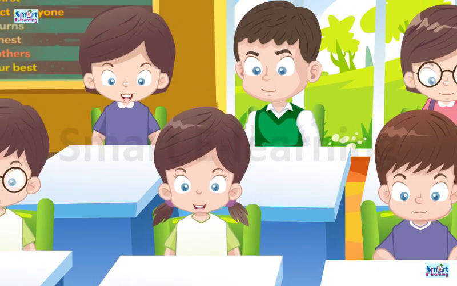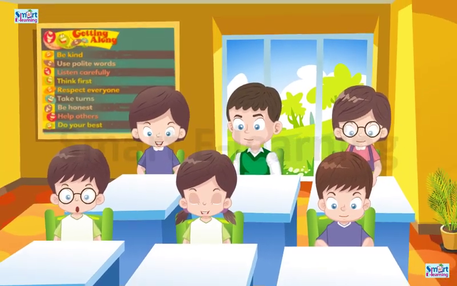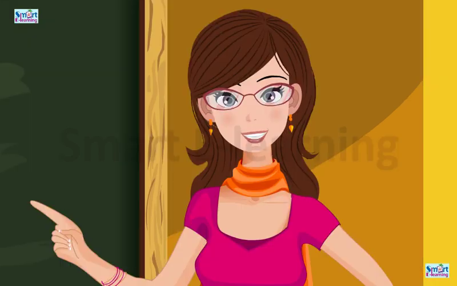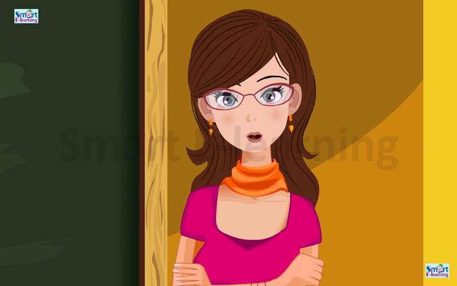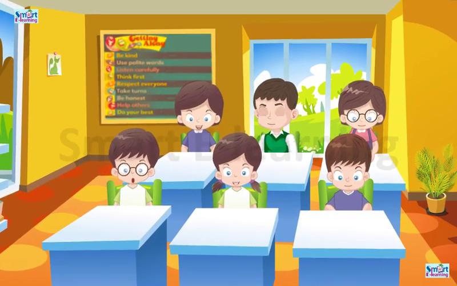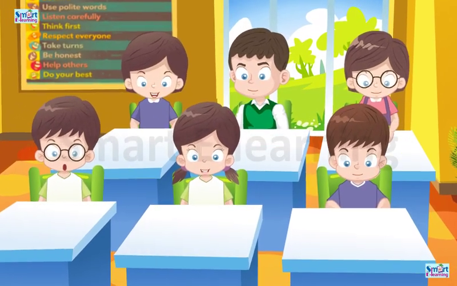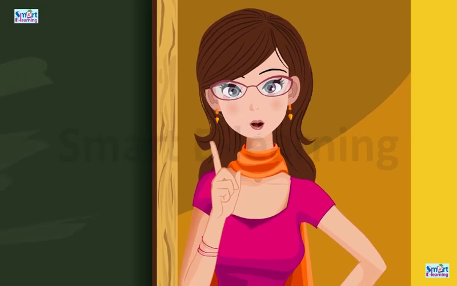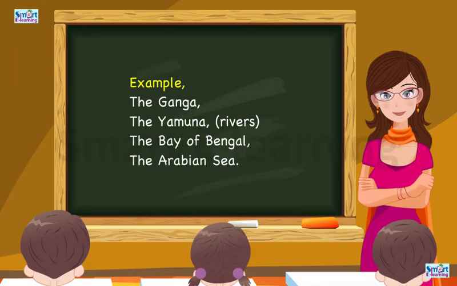Before such nouns which are defined by a phrase or a clause. The man with the little nose is our principal. Before such singular nouns which signify the whole class or race. The dog is a faithful animal. Before the names of rivers, seas, oceans, bays, deserts, islands, mountains, canals, jungles, countries and republics. Example: the Ganga, the Yamuna rivers, the Bay of Bengal, the Arabian Sea.